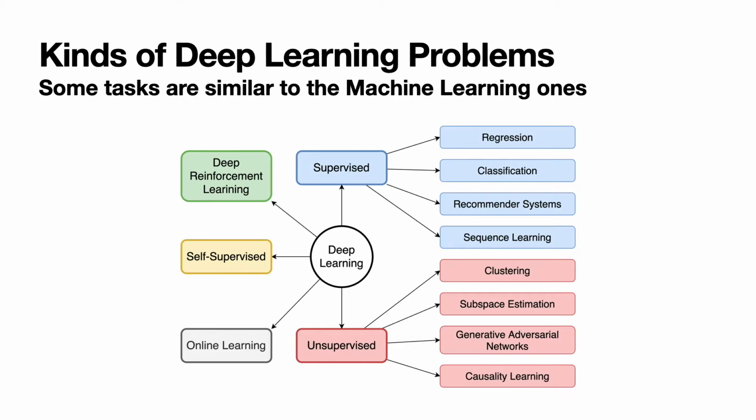Clustering is already well known to us. It is an attempt to separate data based on some hidden structure without knowing the labels. Subspace estimation stands for an attempt to represent some set of data characteristics with a smaller set of characteristics. Generative adversarial networks are trying to generate data which is similar to a given subset. There are generator and discriminator networks.